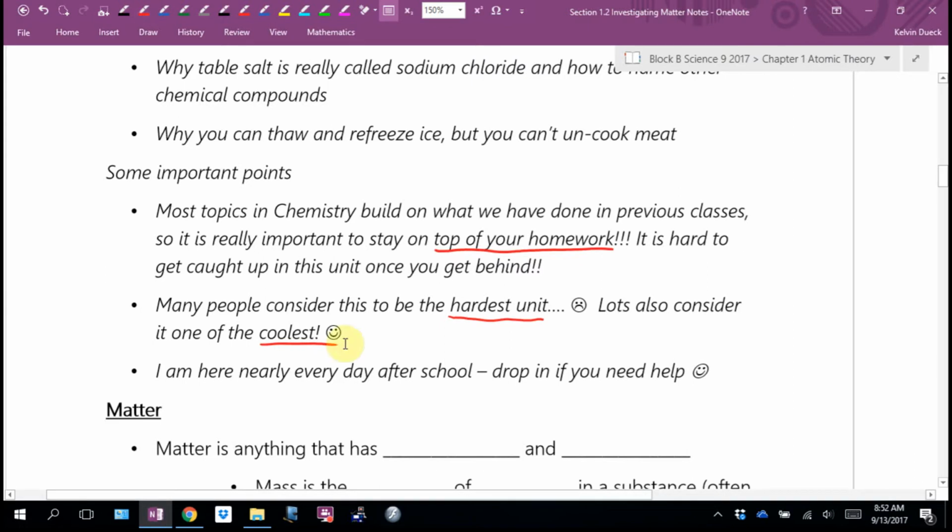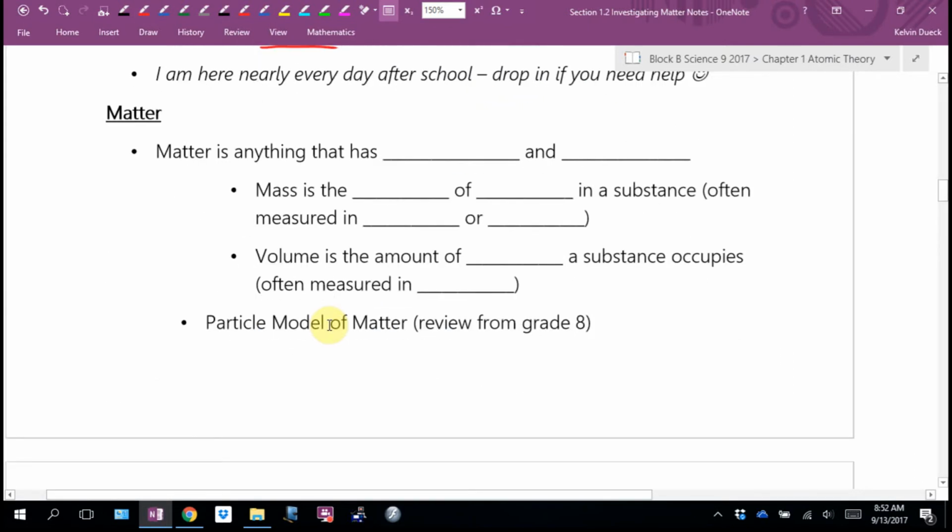So now we're going to go to filling in some notes. Matter. Matter is anything that has mass and volume.